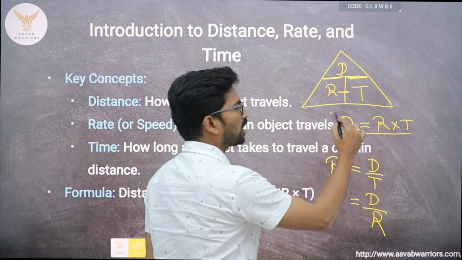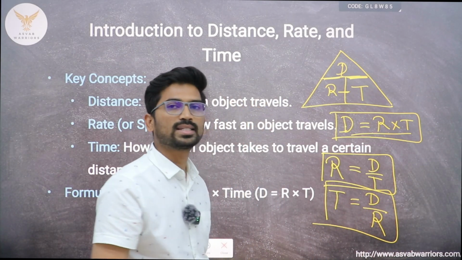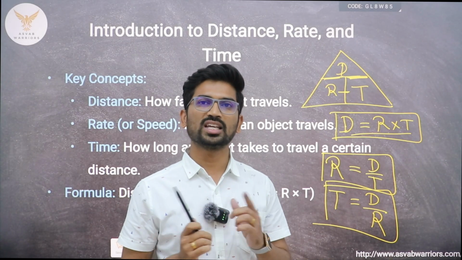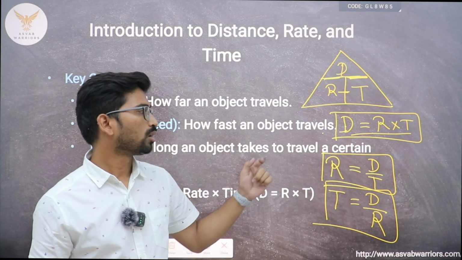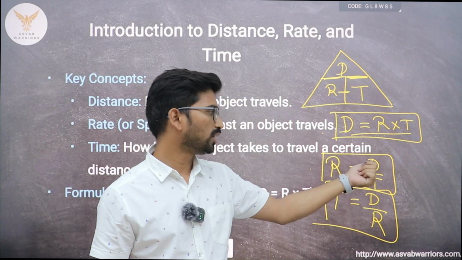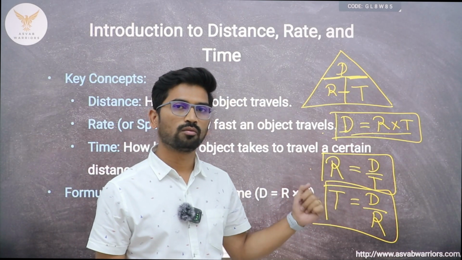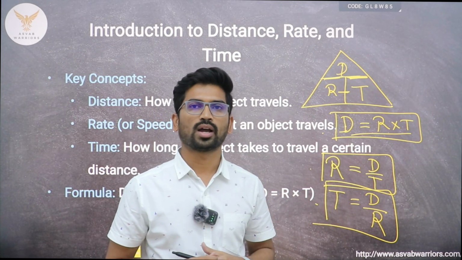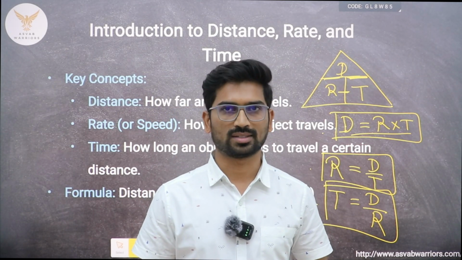Now these three formulas are going to be very important when you are solving questions on the distance, rate and time topic. First we will go through each formula. We will solve a few questions for distance when the rate and time are given. Then a few questions for rate when the distance and time are given. And then a few questions for time when the distance and rate are given. Then we will see some mixed problems and the word problems which you are going to face in your ASVAB test.